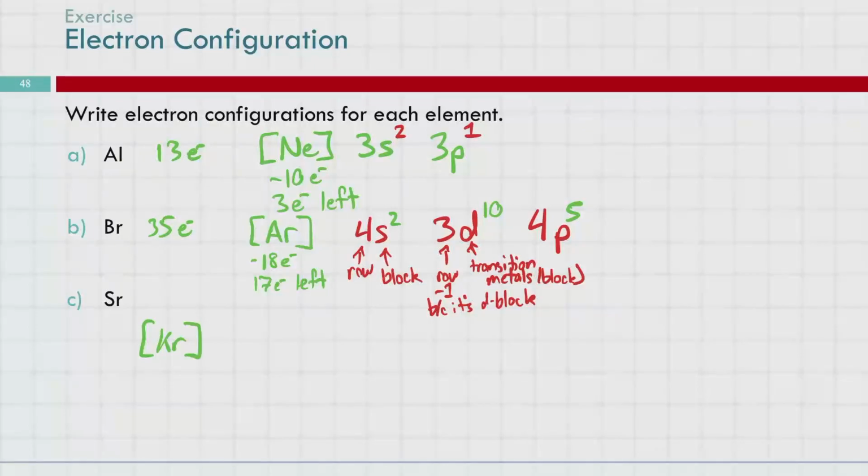So we're in our 5S. So row 5. That does not look like a 5 to me. There we go, 5. And we are in the S block. What entry in the S block are we? Are we the first spot or the second spot? We're in the second spot, so it's 5S2.